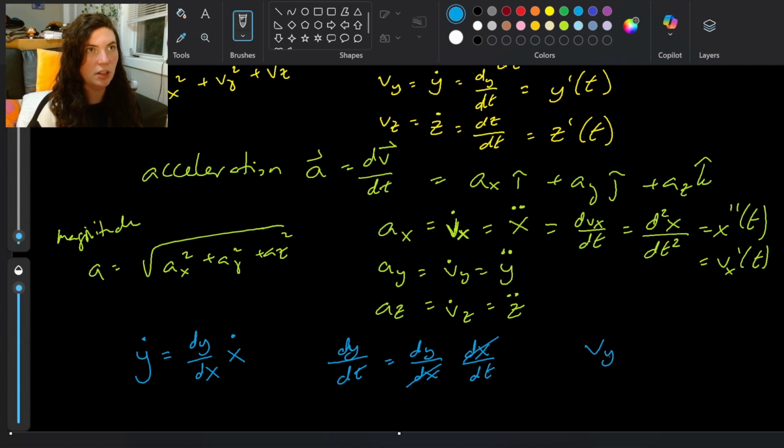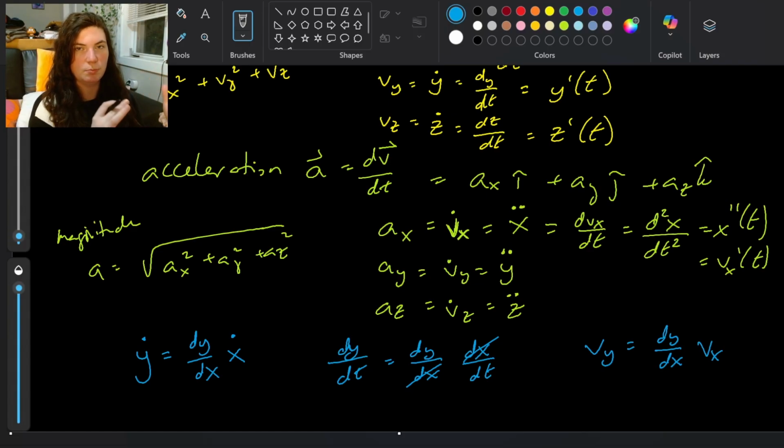We have velocity in the y direction is the derivative of the y in terms of x function, giving us a velocity in the x direction. So this is something that can be really helpful if we need to get between y and x, if we need to figure out some relationship between y and x that we may or may not be given.